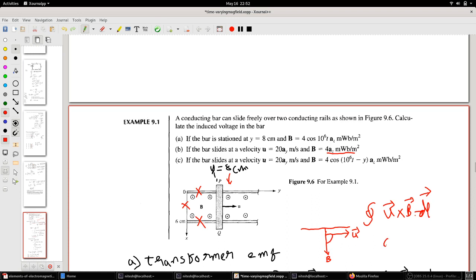So AY cross AZ will be the direction of the current, which is AX. So the direction of the current will be in the AX direction, right? AY cross AZ is AX. One way you can do that is, I can move my fingers in this direction and curl my fingers in the AZ direction, and the direction of the thumb will be AX. So my current direction will be this I.